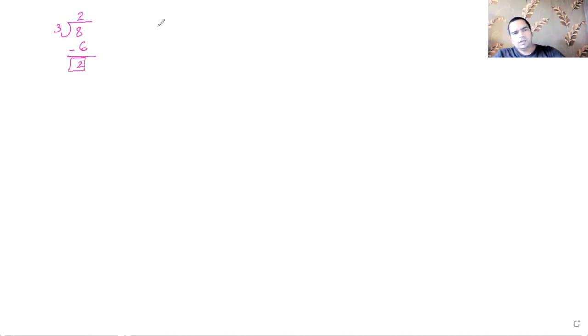So the 8 can be written as 2 times 3 plus 2. This 2 that you see is actually the quotient. So this is quotient times the divisor, plus remainder. So we have got this as a general structure.